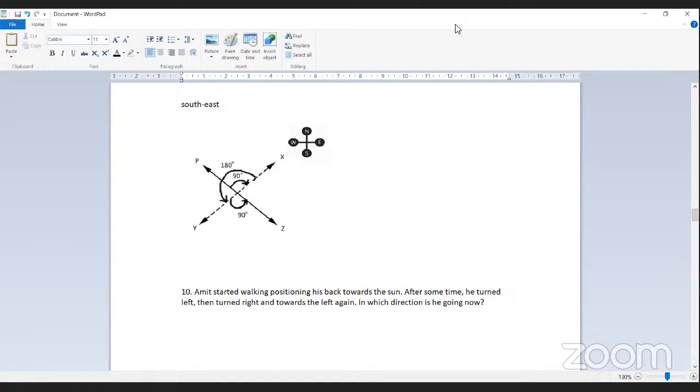Okay. So the question is, Amit started walking, positioning his back towards the sun. After some time, he turned left, then right, then left again. Is it mentioned anywhere whether it is morning or evening? No, they have not mentioned whether it is morning or evening. So your answer could go two ways.